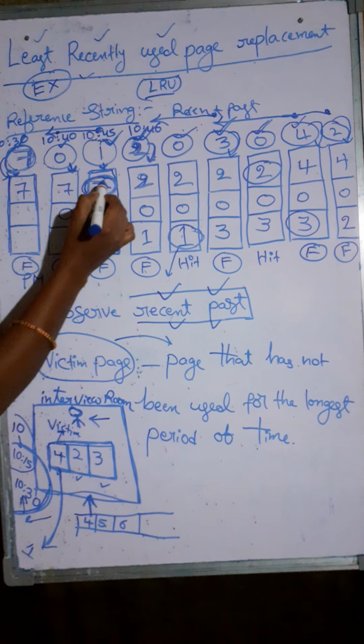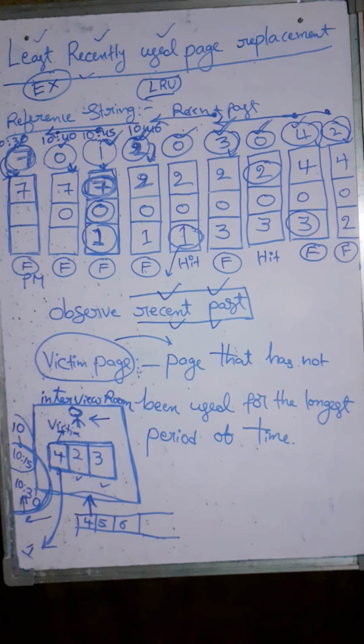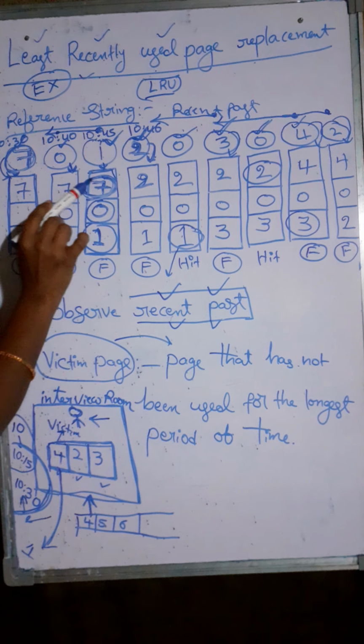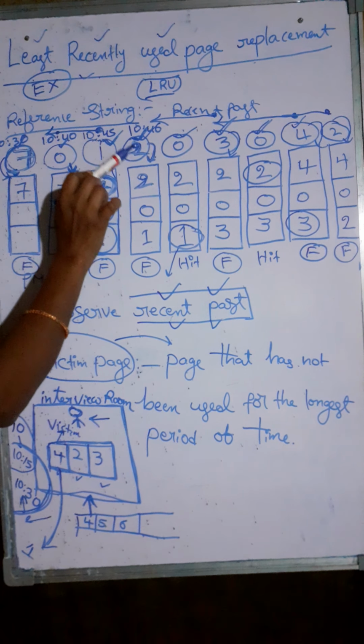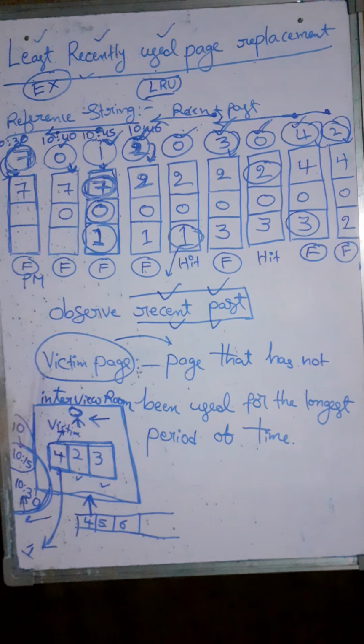So here page number 7 will be chosen as the victim frame, and memory allocated for 7 will be deallocated, and for page 2 memory will be allocated. This is the example for LRU. This is the base concept for the next two videos also.